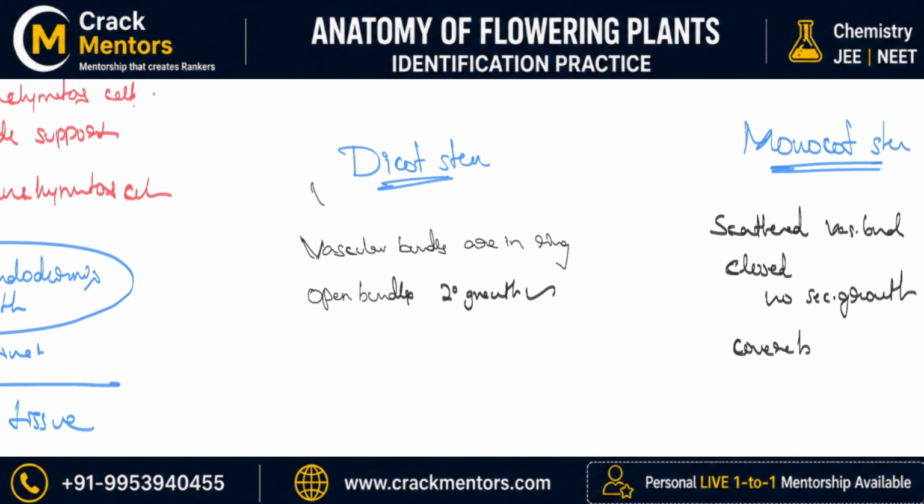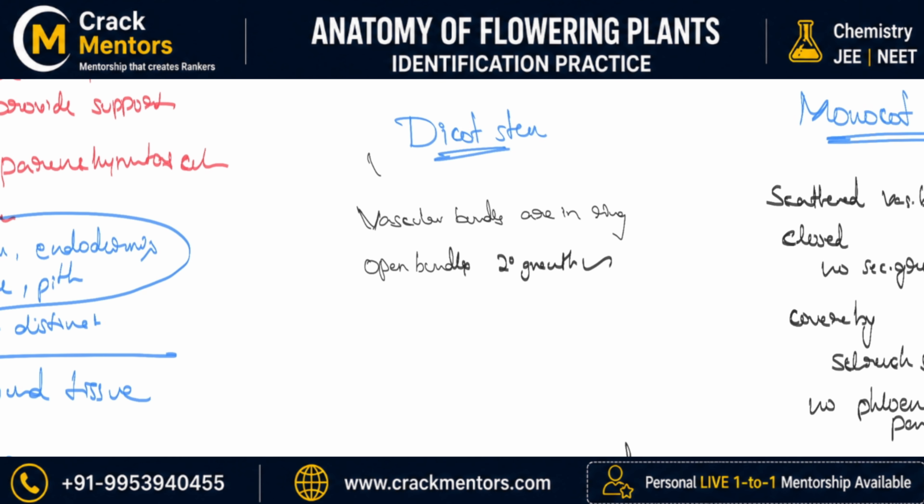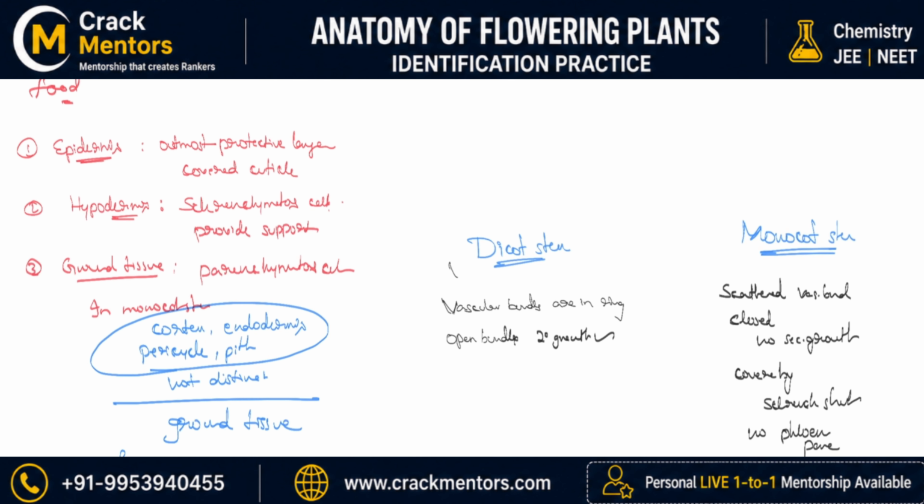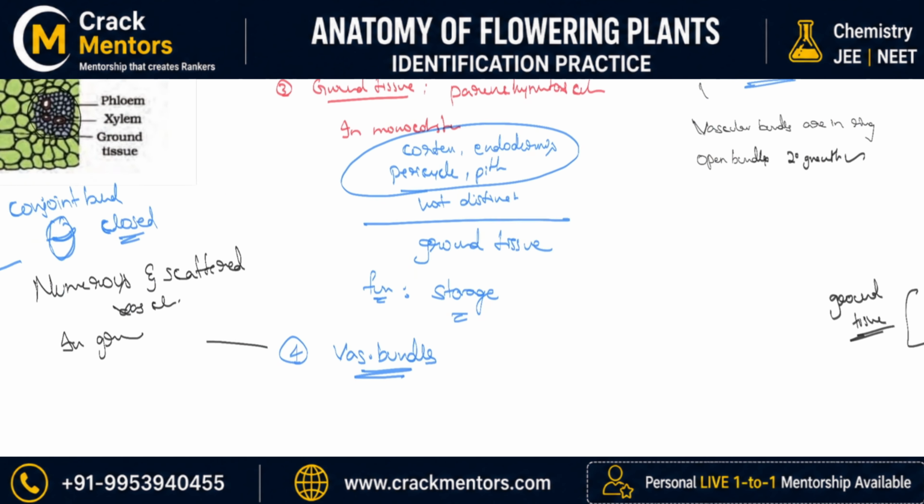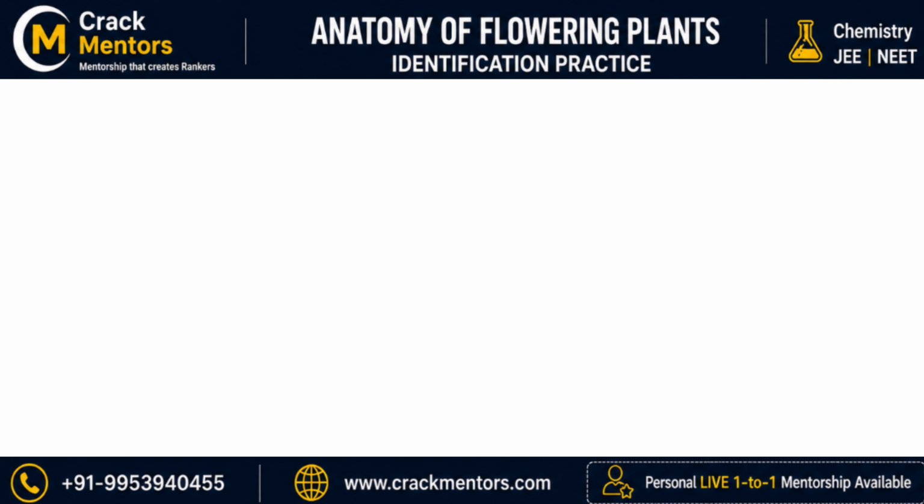The vascular bundles are covered by a sclerenchymatous sheath. They have no phloem parenchyma. And there is no distinct cortex with pericycle and endodermis. We only have a group of parenchymatous cells arranged in the ground tissue. In the ground tissue itself, we find the scattered vascular bundles. Okay, so now we are completed with our monocot and dicot stem also. I'll write the differences properly now.